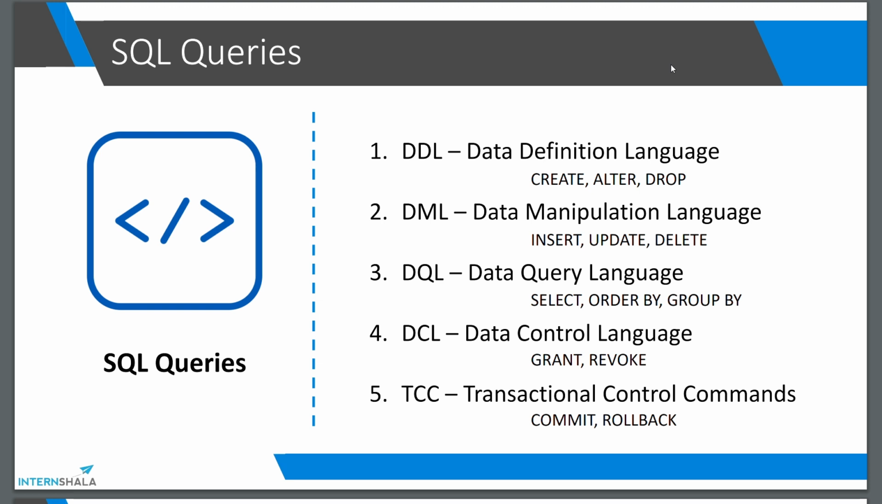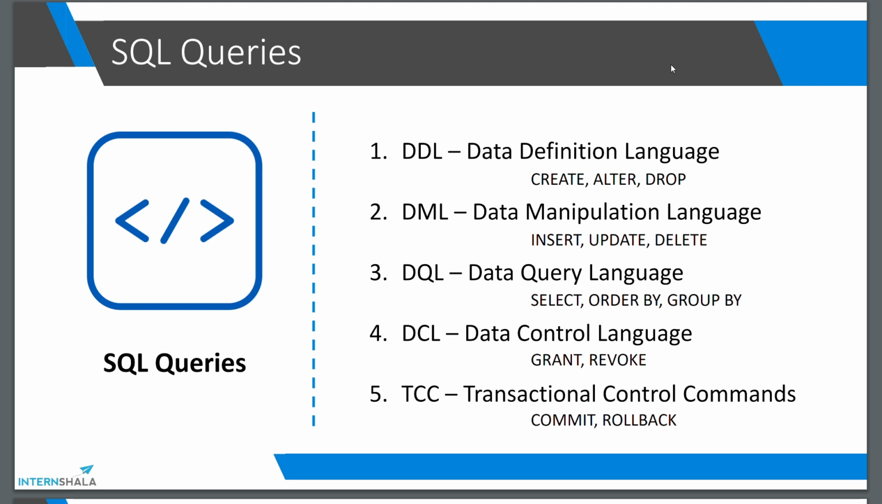In SQL, there are 5 types of queries. The first one is DDL, Data Definition Language. Here we create, alter and drop, which means delete the tables. And the second one is Data Manipulation Language. Here we insert, update, delete the contents, that is the records in the already created tables by using the data definition language.